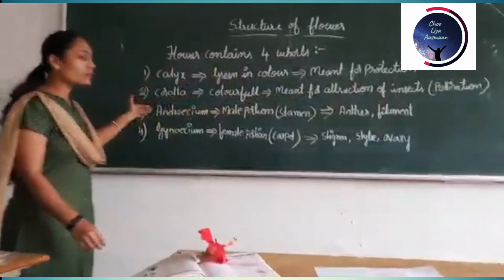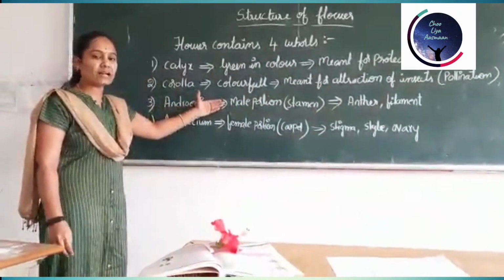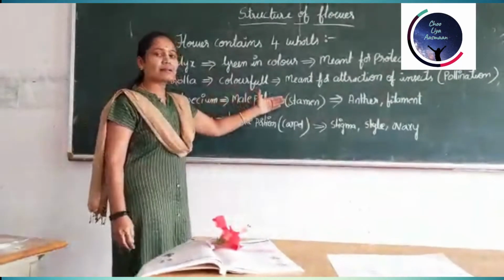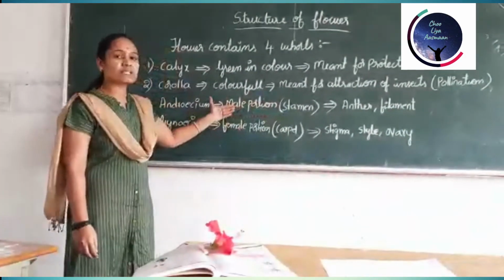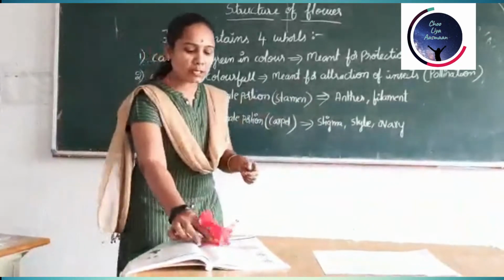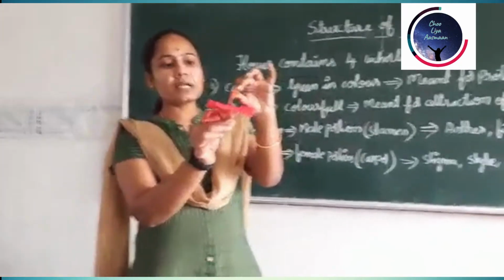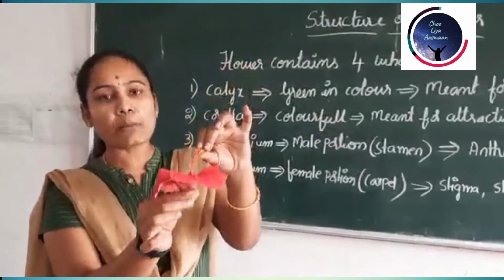And the third whorl of a flower is the androecium. This is the male portion of a flower, and it can also be called a stamen. The sex cells which are present in this androecium are called pollen grains. You can see the pollen grains which are yellow in color, here in this hibiscus flower.